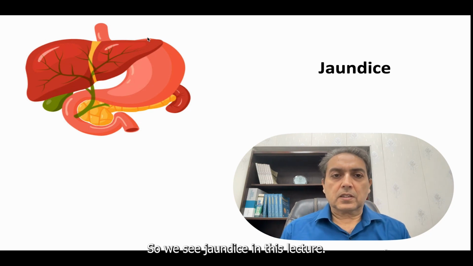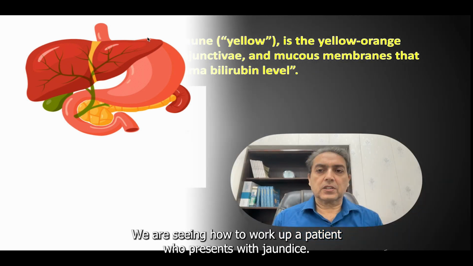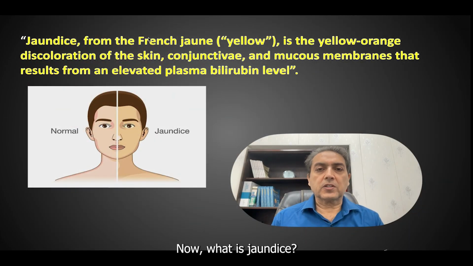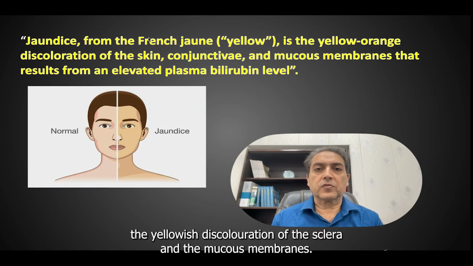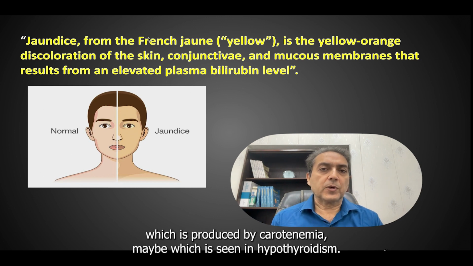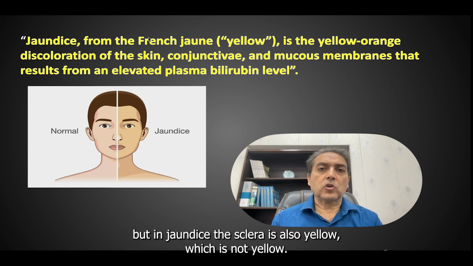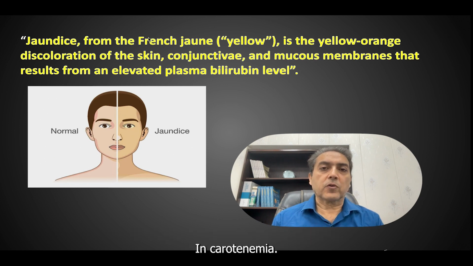So we see jaundice. In this lecture, we are seeing how to work up a patient who presents with jaundice. Now, what is jaundice? Jaundice is the yellowish discoloration of the sclera and the mucous membranes. It has to be differentiated from the yellow color produced by carotenemia, which may be seen in hypothyroidism. The differentiating feature is that in carotenemia, the skin or mucous membrane may be yellow, but in jaundice, the sclera is also yellow, which is not yellow in carotenemia.